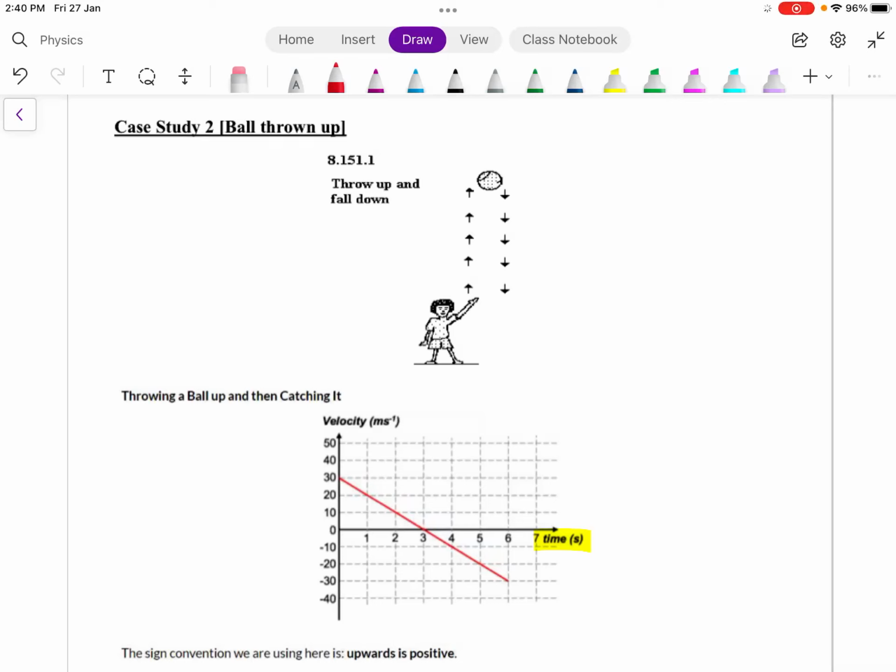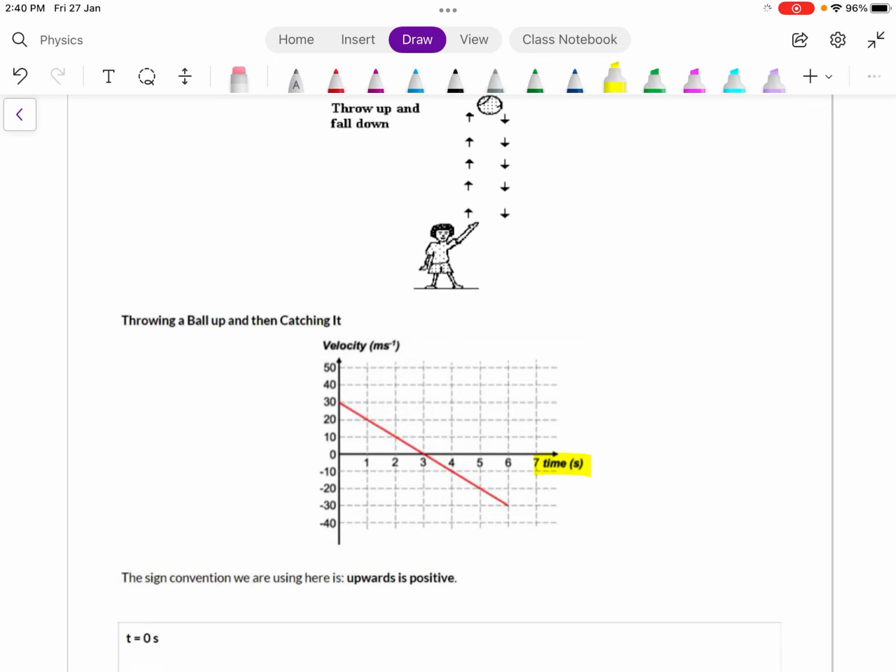Alright, so let's go through this kinematics problem where the ball is being thrown up. So imagine we have a girl throwing a ball up. What should the velocity-time graph look like for the ball? First things first, if we plot a velocity-time graph right here, you will notice that my graph is a downward sloping graph.